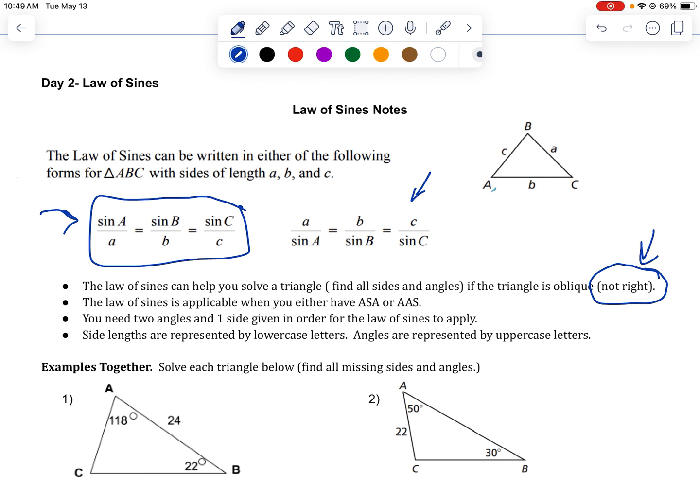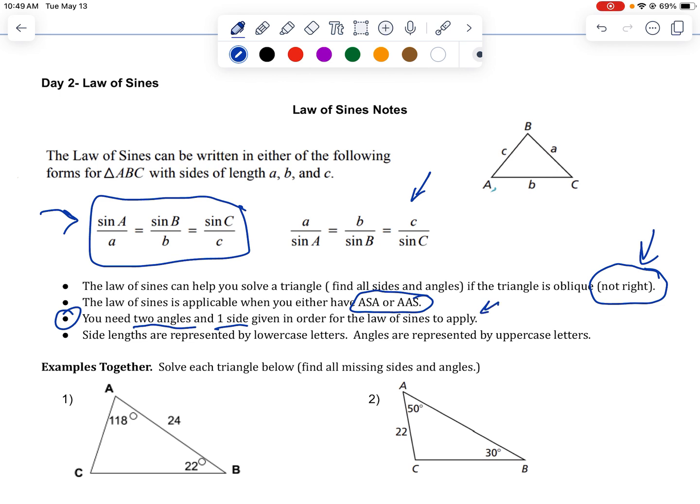In order for it to be used, I need 2 sides and an angle. It can be angle, side, angle, or angle, angle, side. You need 2 angles and a side, not 2 sides and an angle. 2 angles and 1 side, and that tells you that you have to use the law of sines.